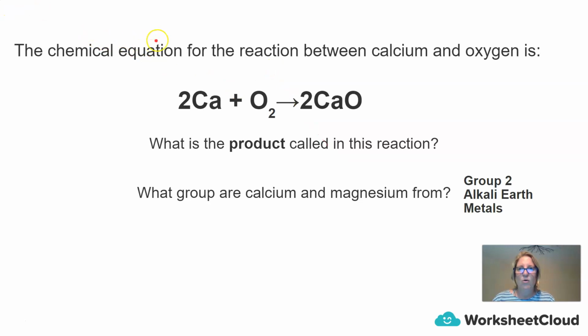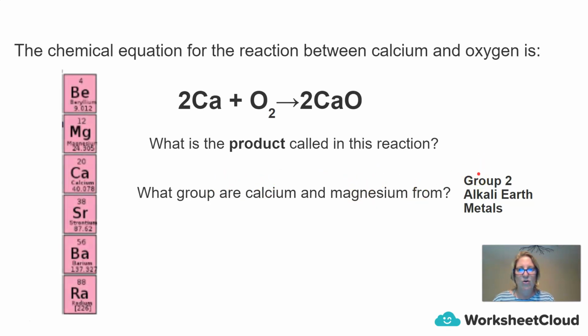So the chemical equation for the reaction between calcium and oxygen is 2 molecules of calcium plus 1 molecule of oxygen forms 2 molecules of calcium oxide. So what is the product in this reaction? So a product is everything that we find to the right of the arrow. And what group are calcium and magnesium from? They are from the group 2 alkali earth metals.